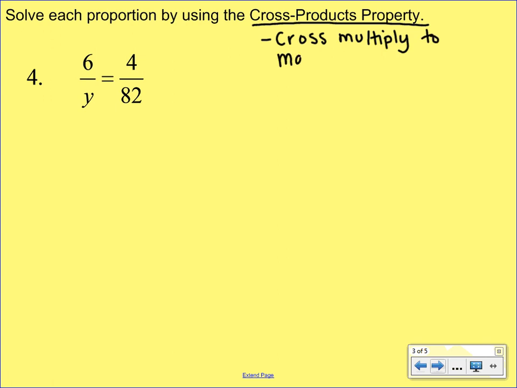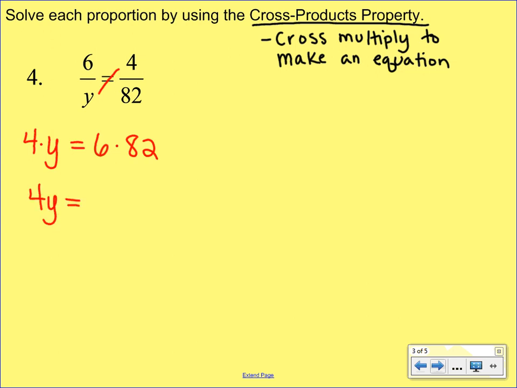So in number 4 here, if we cross multiply, I'm going to start with the cross product that has the variable, just because that'll naturally put the variable on the left-hand side. So I'm going to multiply 4 times y. And we always write the number in front of the variable. So you should write 4y equals, and then on the other side we're going to do 6 times 82.